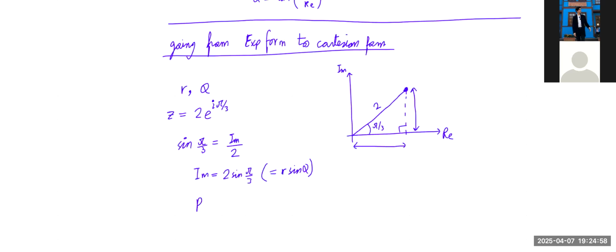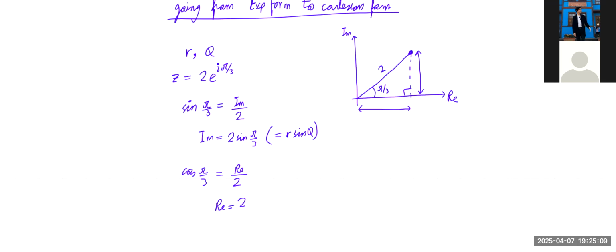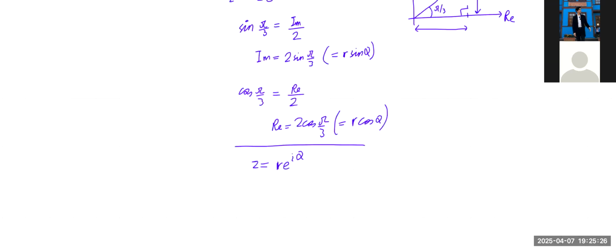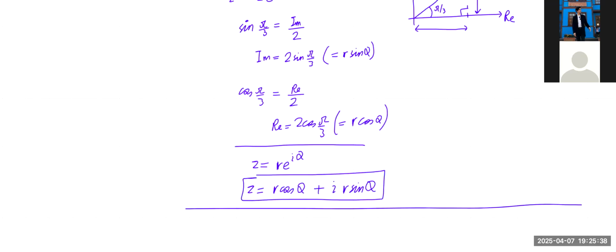And for the real part, you can do cosine, right? So real over 2 equals cosine pi over 3, which gives you that the real part is 2 times cosine pi over 3, which in a general sense is r times cosine theta. So what have we learned? For a given exponential form complex number, you can convert it to the Cartesian form by doing r cosine theta, that's the real part, plus i times r sine theta, that's the imaginary part. So this is how you can convert between both forms.